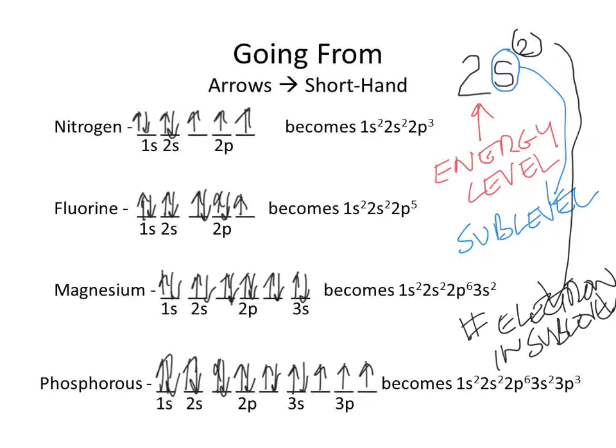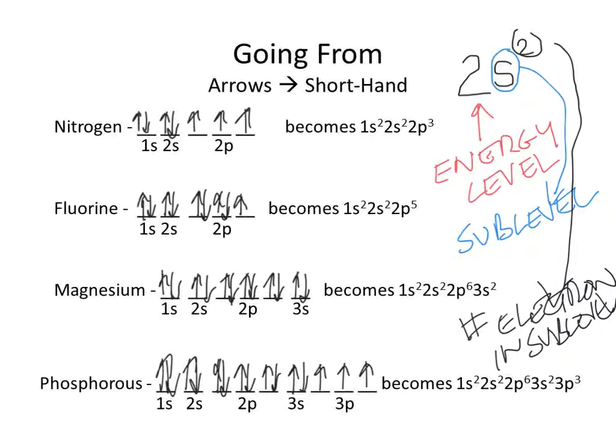So let's go through this again. I'm in the second energy level, in the s sublevel, and I have 2 electrons in that. Let's look at magnesium down here. In my first energy level, I have the s sublevel with 2 electrons. Second energy level, 2 electrons in the s sublevel, also 6 electrons in the p sublevel. And finally, third energy level, s sublevel, 2 electrons.